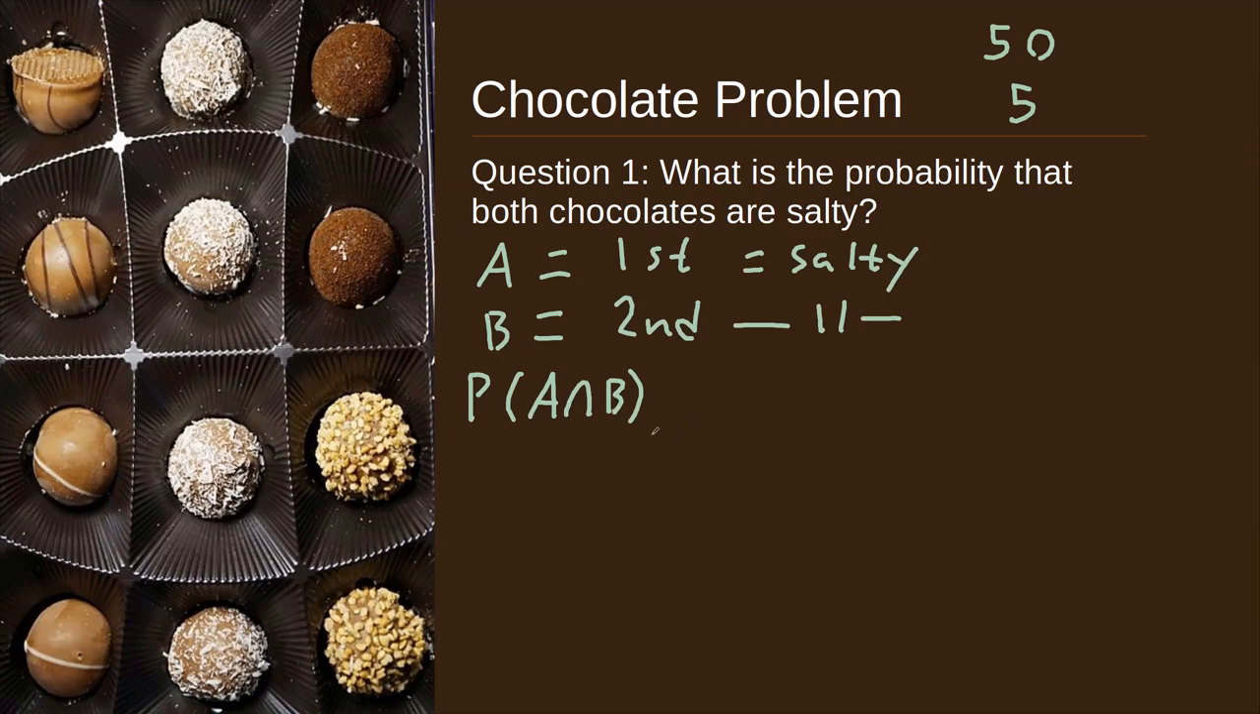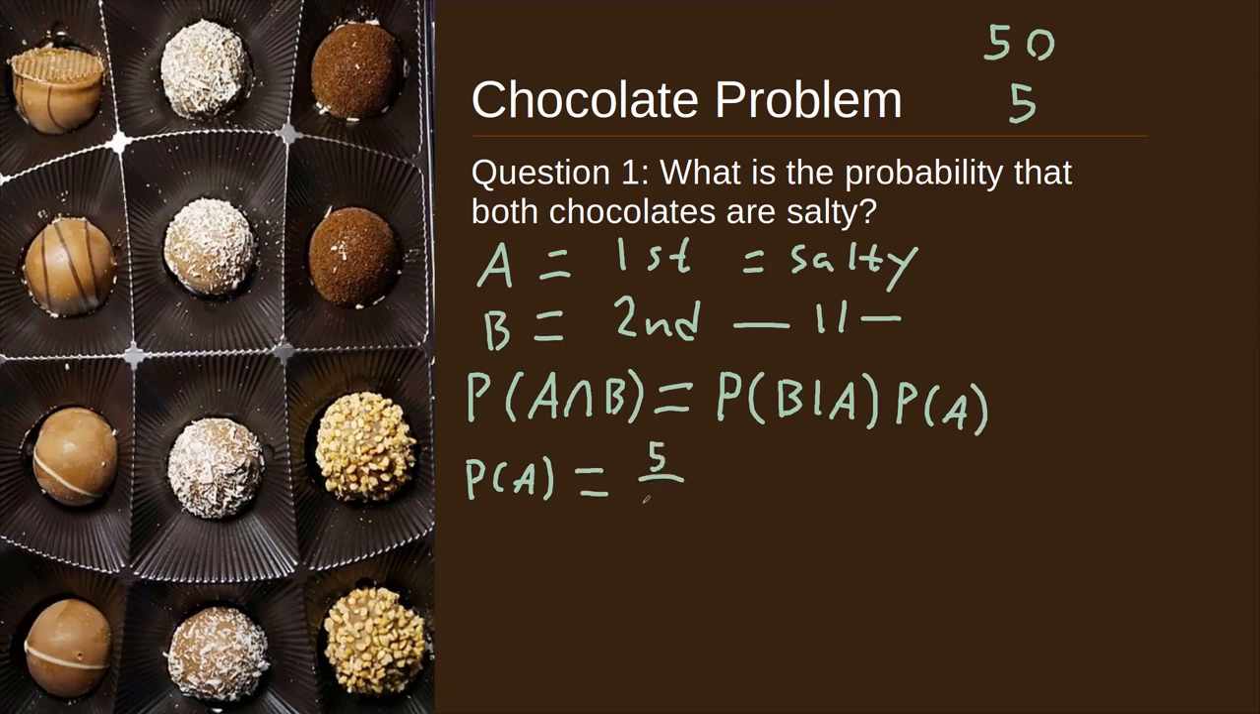And it is not immediately obvious what this probability should be, but we can use the definition of conditional probability to make this problem much easier. So we know that by conditional probability, the probability of B conditioned on A multiplied with the probability of A is going to exactly equal this probability that we're interested in. And these two probabilities are quite easy to get. So first, the probability of A: obviously, the probability that the first chocolate is salty is going to be 5 divided by 50.